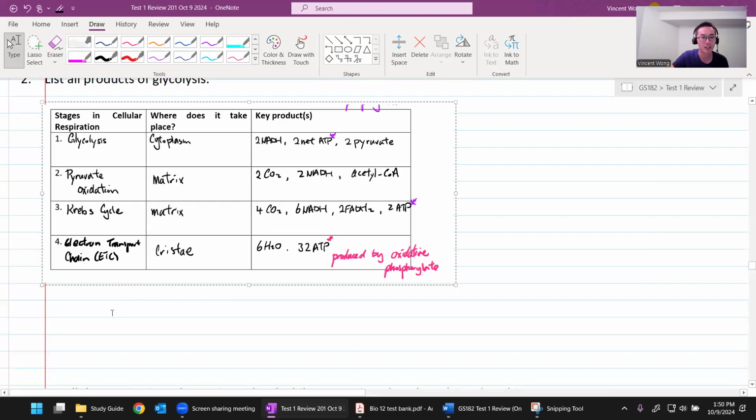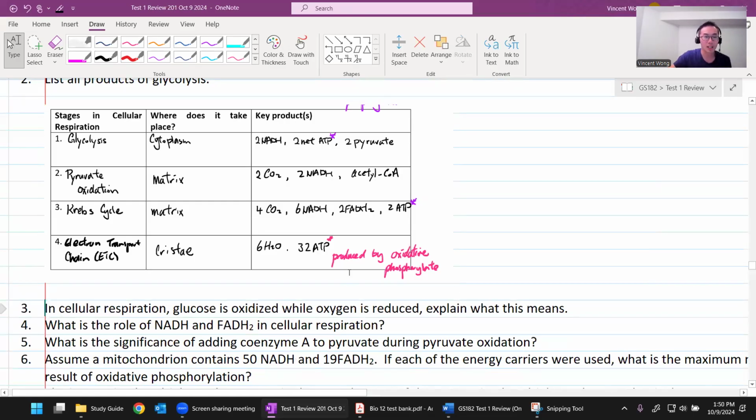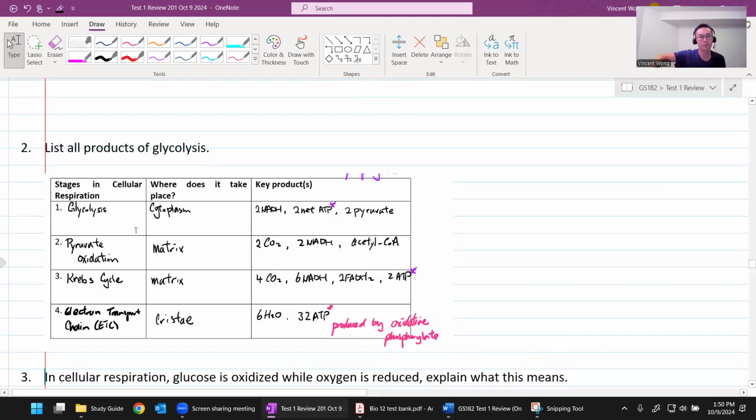But there you go. List all the products of glycolysis. But why stop there when we also have all the other ones? And all these purple stars are telling you they are produced by substrate level phosphorylation.